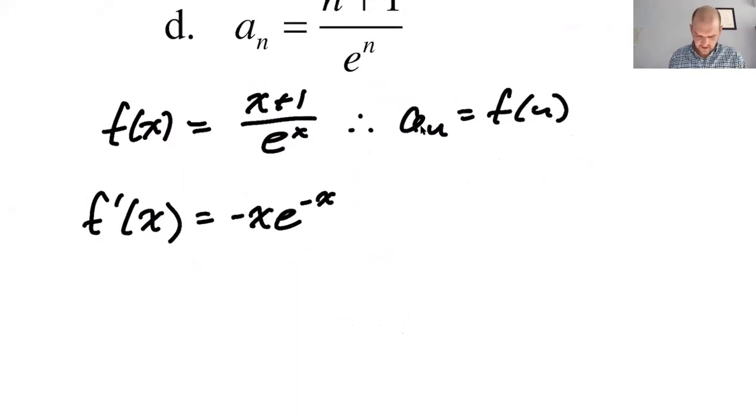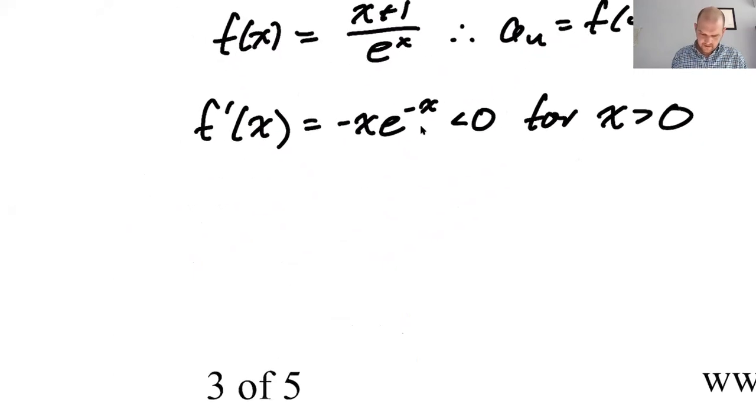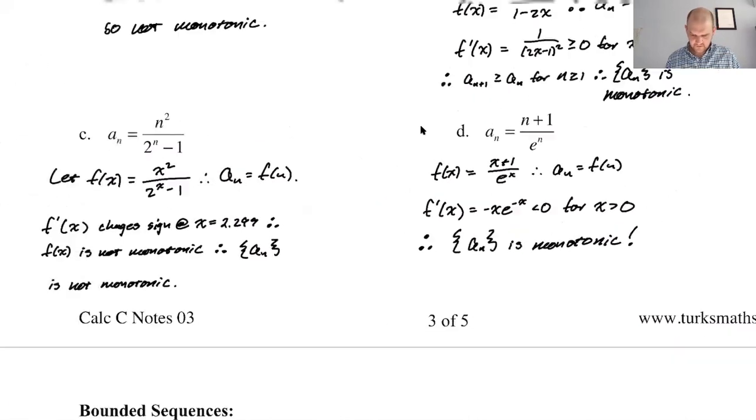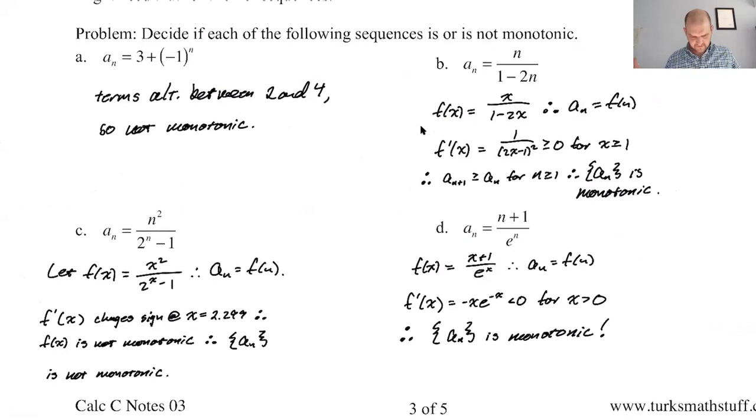Not sure why. So this is less than 0 for x greater than 0. Therefore, I'm going to just say the sequence is monotonic. And there we go. I'm excited about that one. So they're not that bad.